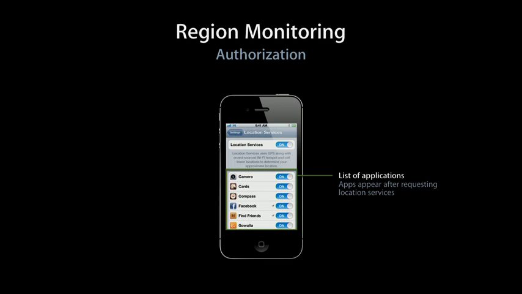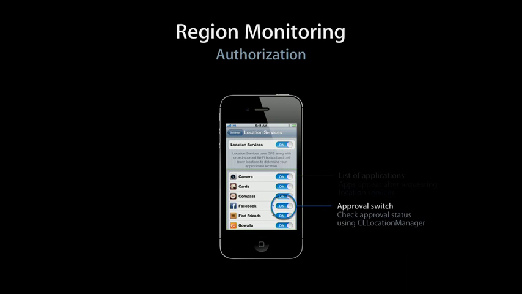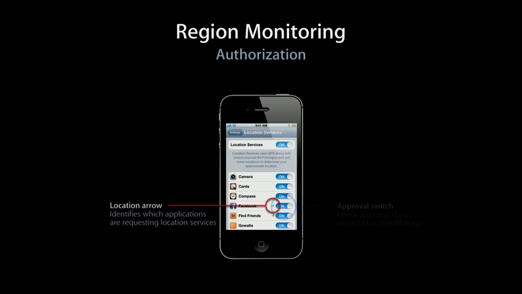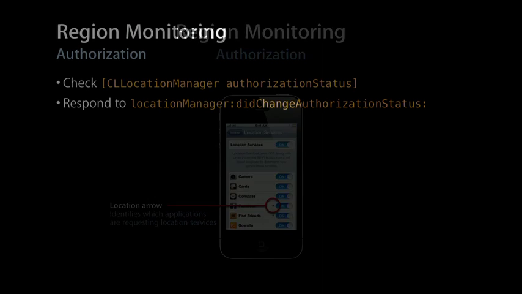Additionally, they can turn location services on or off per application. And a location arrow lets them know which applications have used their location information within the last 24 hours or which applications are currently using that information. If it's been used in the last 24 hours, the location arrow will be gray. If the application is currently using their location data, the arrow will be purple.